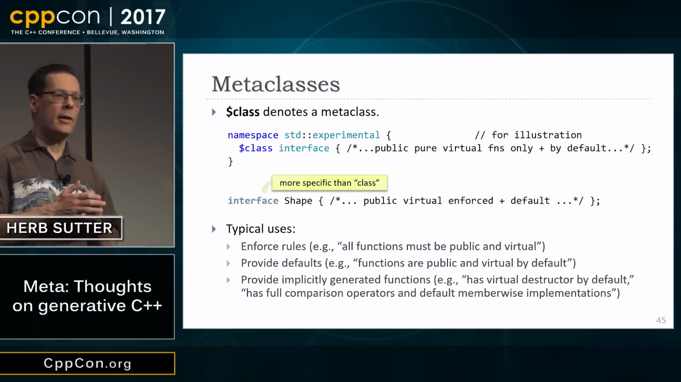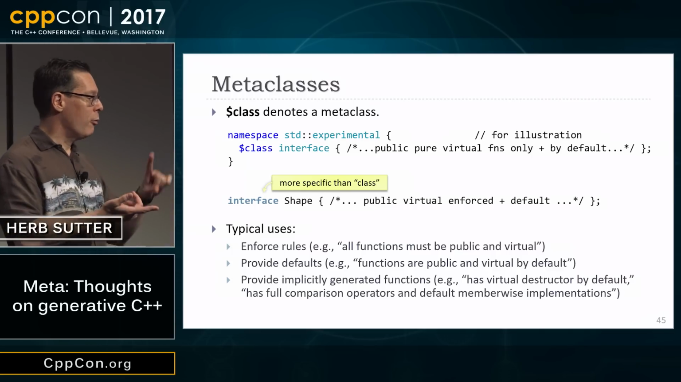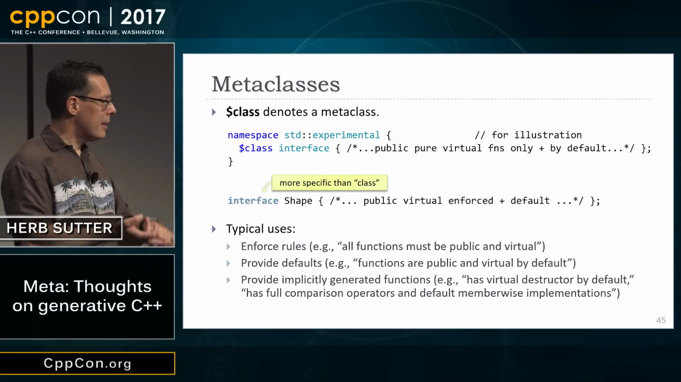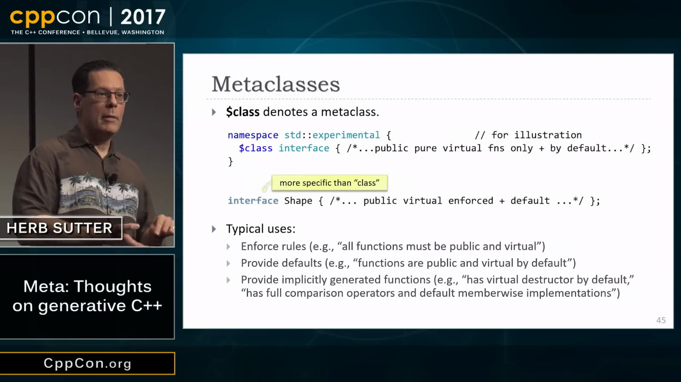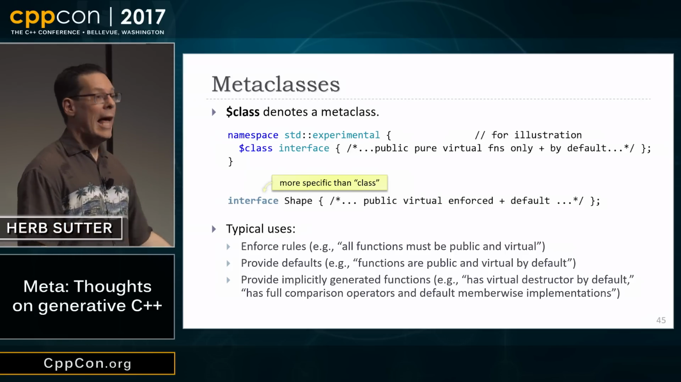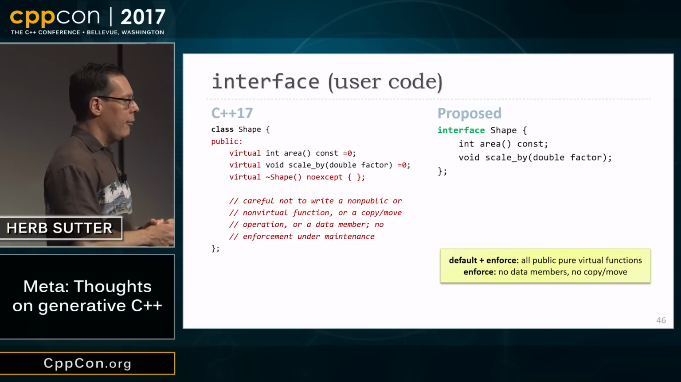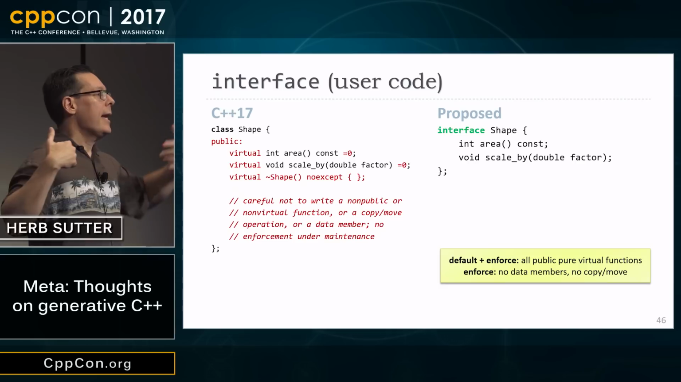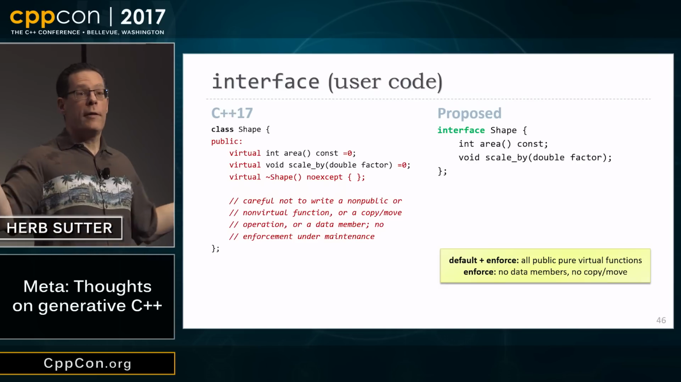And the typical things that metaclasses are used for in our experiments so far have been to enforce rules, to provide defaults, and to provide generated functions. Many of the things already done in the language with just the word class. So here's an example of how we write code today and how I would like to be able to write it in the future. Today we write interfaces just fine.